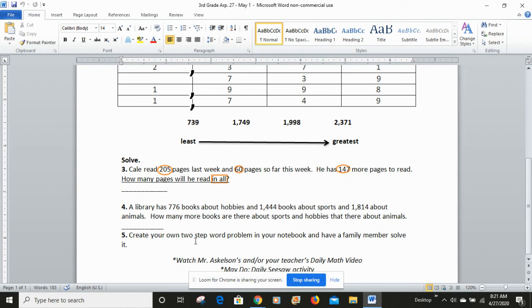So have some fun with that and try some different story problems using a two-step. Have somebody try and solve them and have a good discussion about math.